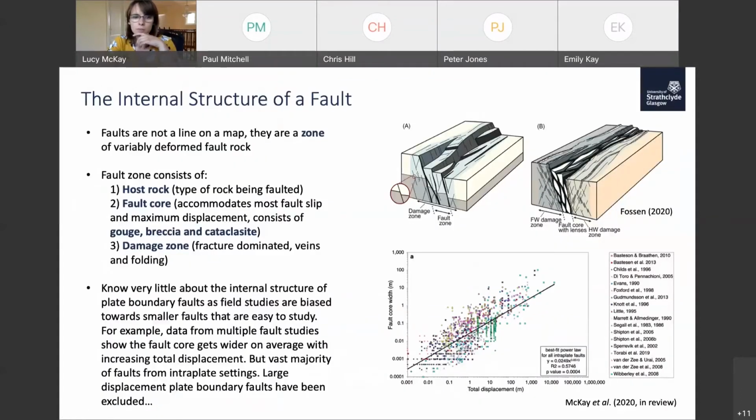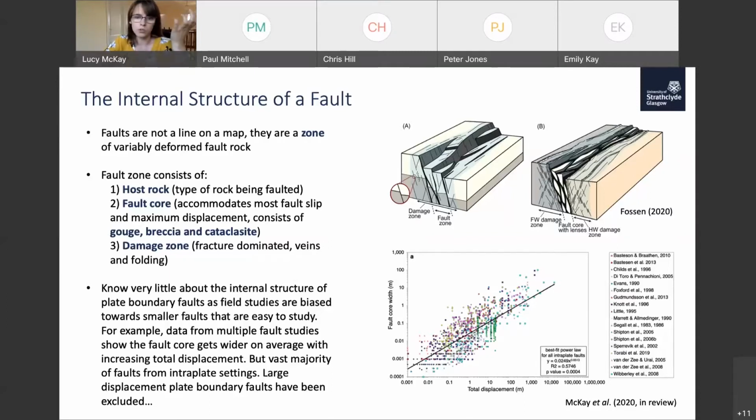So to give you a little bit of background about faults, for those who have never worked with them. Faults are not just a line on a map as it's commonly shown. It's actually an interpreted 3D seismic volume. It's a zone of variable deformed fault rock that forms through complex interactions between mechanical and chemical processes, etc. Studies of the internal structure of a fault typically split it into 3 components.